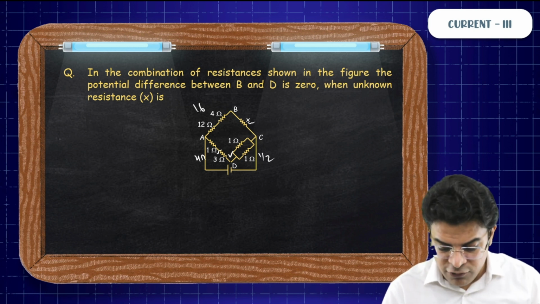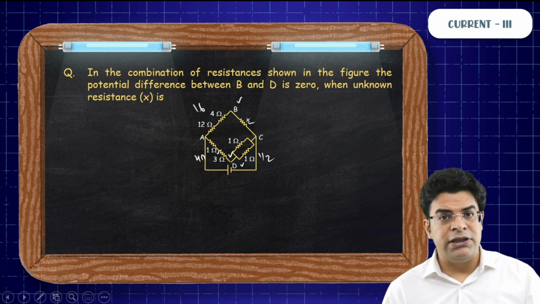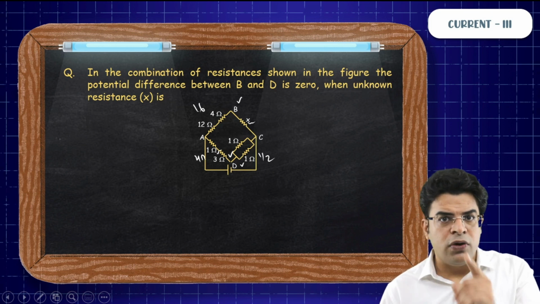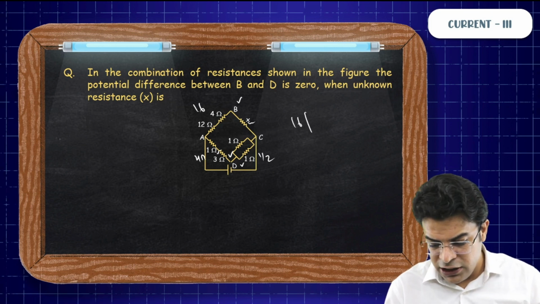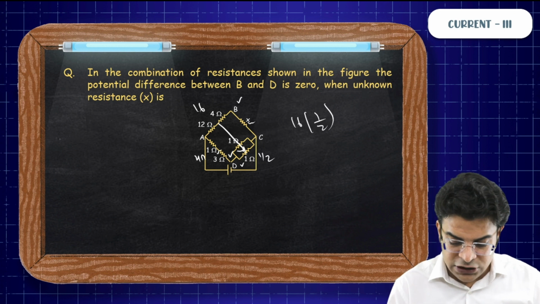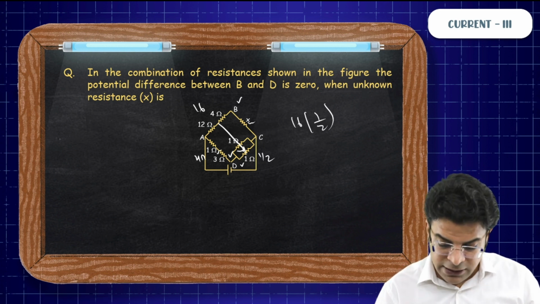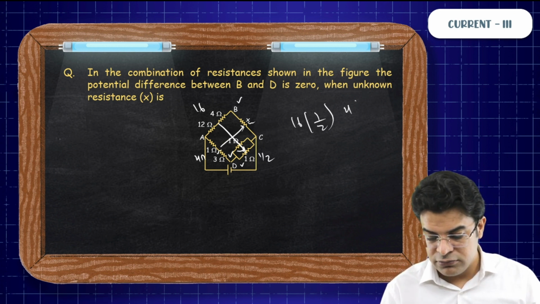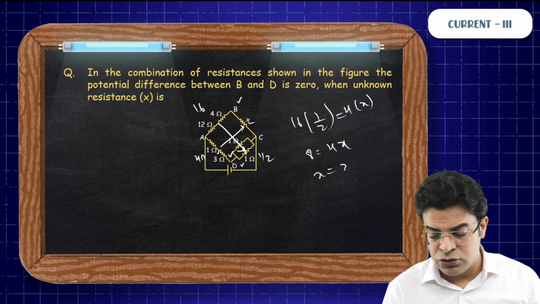If the potential of B and D is the same, it means that R1 R4 has to be equal to R2 R3. So you will say 16 into half. The diagonal relationship, 16 into half, has to be the same as 4 into X. Game over. So you will say 8 equals 4X, hence X has to be equal to 2.